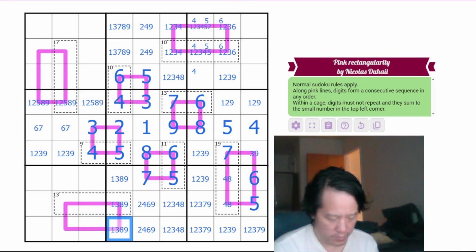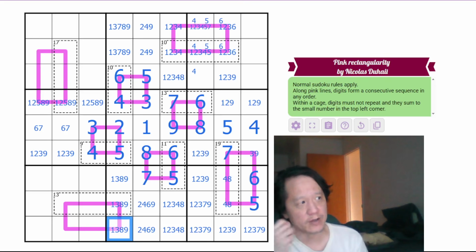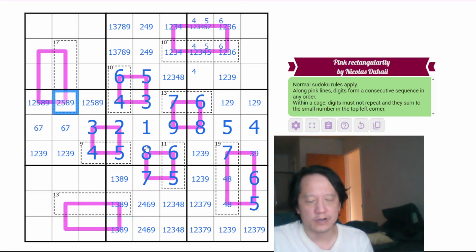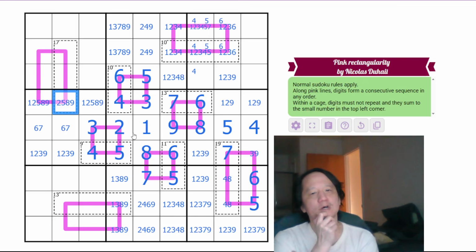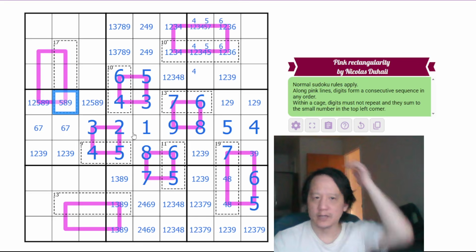1, 7, and 9 add up to 17, but again, they have to have a difference of 5 at most, so this cannot be 1. And you have 2, 6, and 9 is too big. Difference between the smallest and largest digit. 2, 7, 8. Again, the difference between 2 and 8 is 6. So 2 cannot be there.